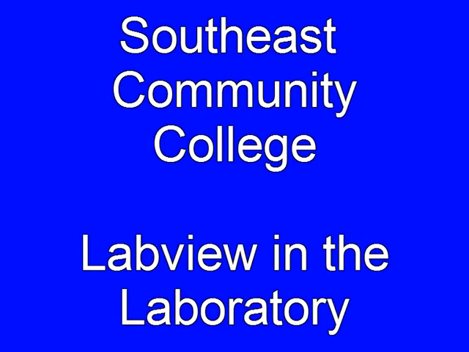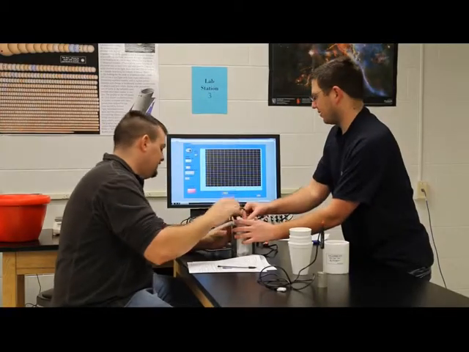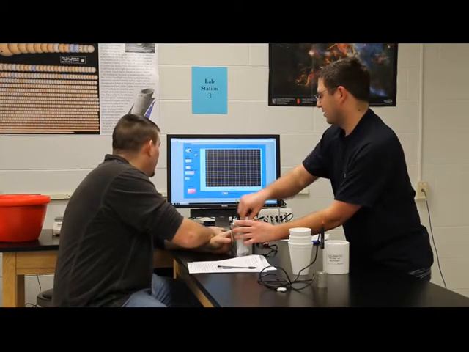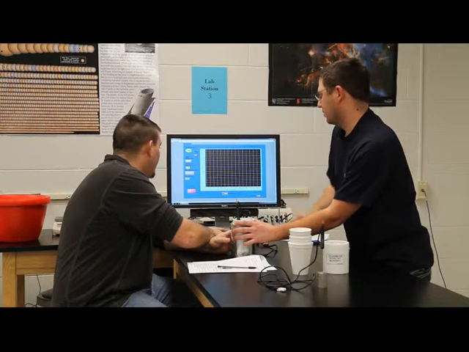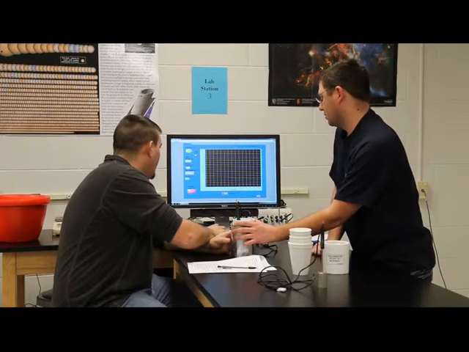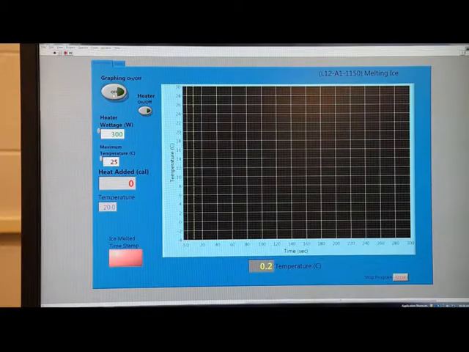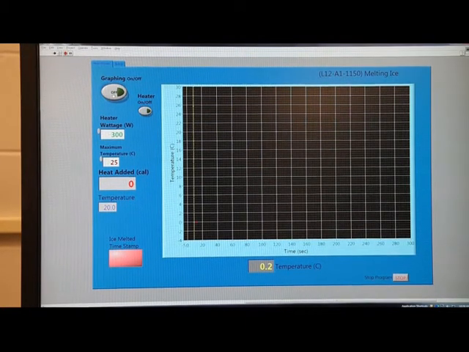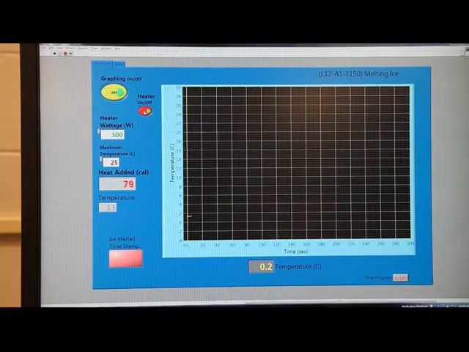This video shows how Southeast Community College has integrated LabView into its physics and engineering courses. During each of the labs, the students are encouraged to monitor real-time graphs while the experiment is taking place. In this example, you can see how the LabView VI is used to produce the graph and also control the heat pulsar, which is putting energy into the ice and water mixture.